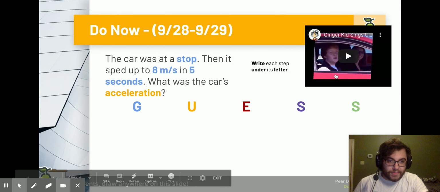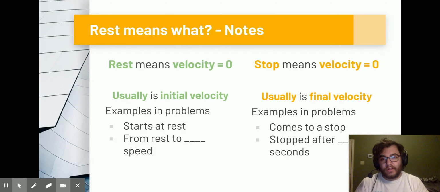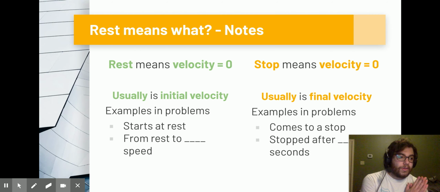So the answer to this problem right here is actually 1.6 if you're curious. So you can use this to check your work. All right. Now the real important thing that I want to talk about is rest and what it means. You're going to see a lot of the time in this class this word rest or stop. Anytime you see that word, immediately underline it. Because usually it's extremely important, and it also tells you that either your initial or final velocity will be 0.